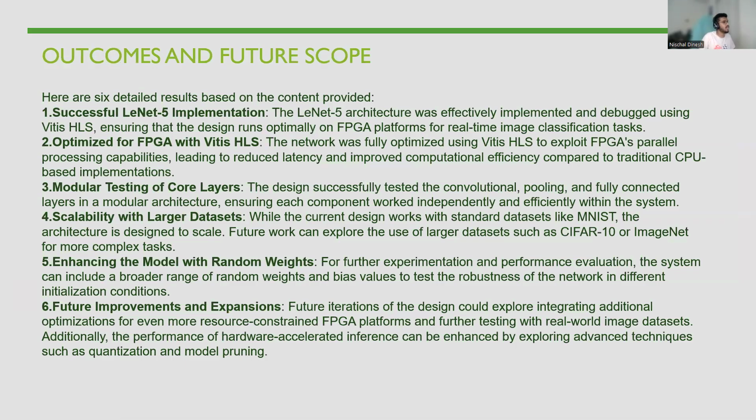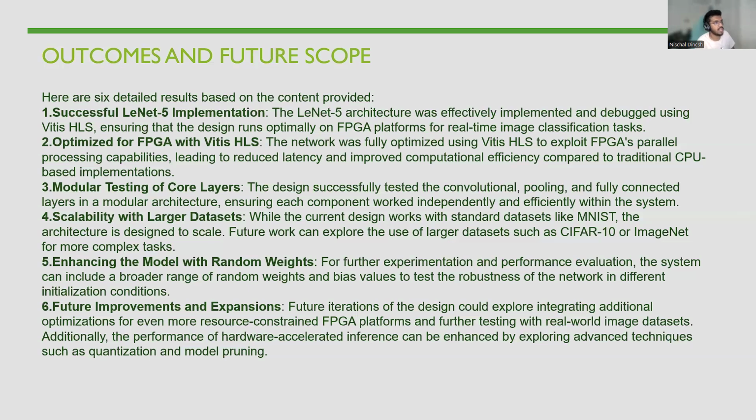So what is the outcome, and what's the future scope? We successfully implemented LeNet-5. The architecture was effectively implemented and debugged using Vitis HLS, ensuring the design runs optimally on FPGA platforms for real-time image classification tasks. The network was fully optimized using Vitis HLS to exploit the FPGA's parallel processing capabilities, leading to reduced latency and improved computational efficiency compared to basic CPU implementations. We had modular testing of core layers: the design successfully tested the convolution, pooling, and fully connected layers in a modular architecture.